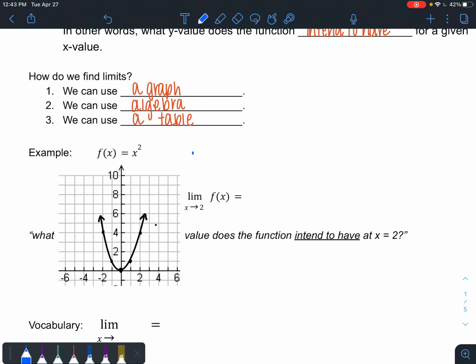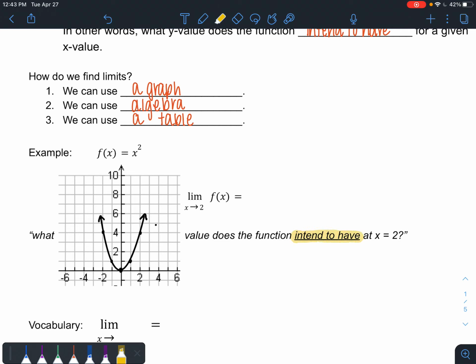So I'm going to go ahead and write that out. I'm just going to say it one more time. So what is the limit of f of x as x approaches 2? So in other words, what value does the function intend to have at x equals 2? And this intend to have is going to come into play in just a minute.